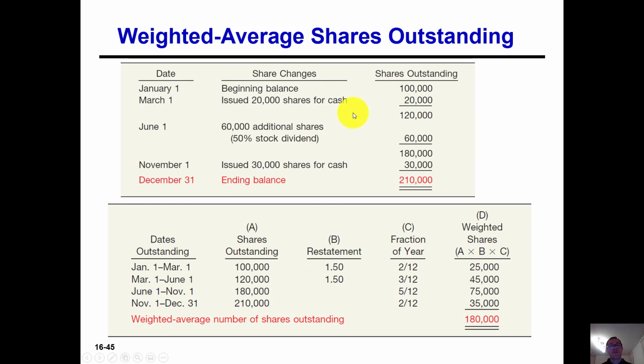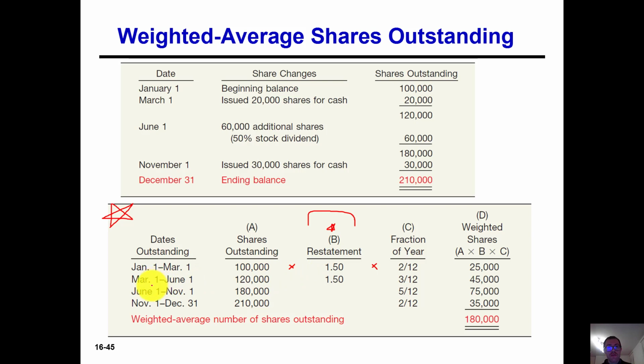Anyhow, let's get into it here. So here at the top, we have the data to solve the problem. And here at the bottom is the solution. We make the same kind of chart we made last time, but this time we have an extra column for restatement. And you'll see what we're doing here. First thing we do is we say, okay, the beginning balance was 100,000 shares. We're going to multiply 100,000 by 2 out of 12 because something happened on March 1st. We had some additional issuance of shares there. And if you could, just ignore this column B for right now.